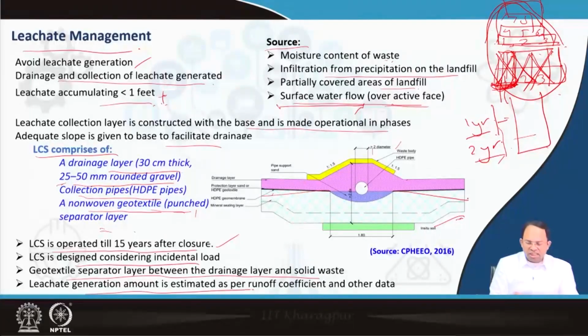Leachate generation amount is estimated as per runoff coefficient and other data. So there is a detailed analysis that needs to be done to determine what amount of leachate is generated. But we will do it using some thumb rules, we can also do some basic estimates, right? But usually we need to do very, very detailed calculations as far as engineering design is concerned.